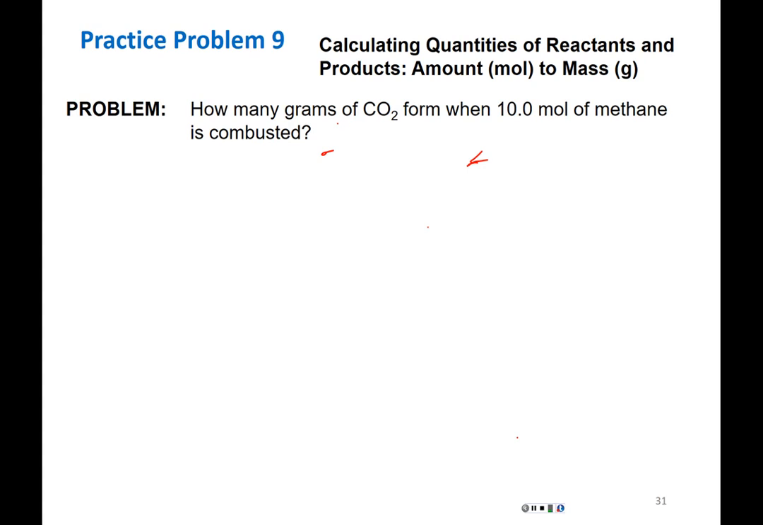Okay, so let's try this again. Let's write this equation. CH4 plus 2O2 goes to CO2 plus 2H2O. Okay, so that's a balanced equation. What we're given is that we have 10 moles of methane.